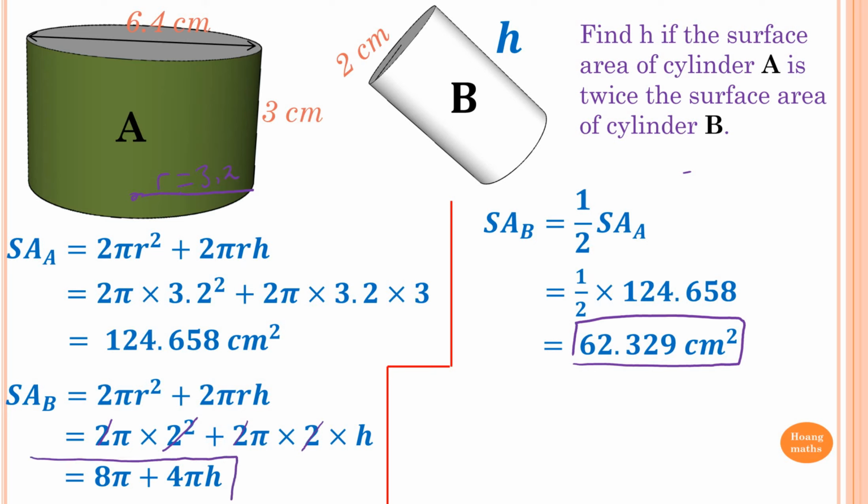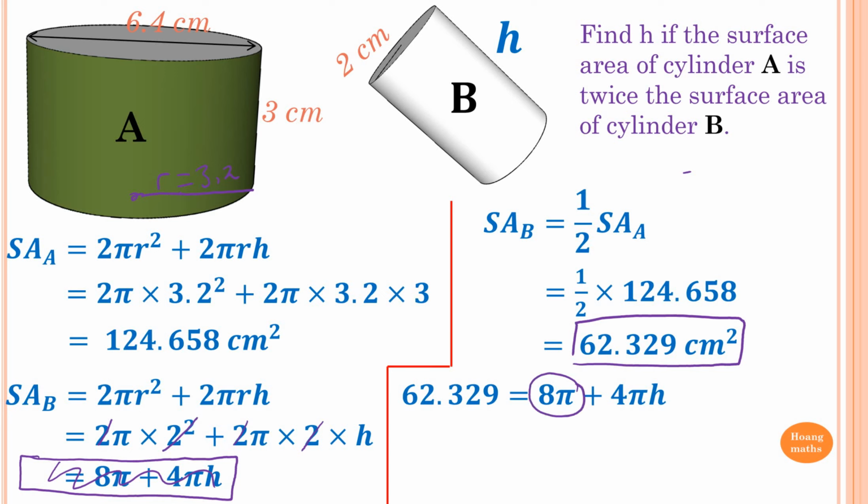So all I need to do, I focus on these equations. So which is 62.329 is equal to this equation here. So all I need to do, I just substitute in. Then I just solve for the equation. So to do this, I move the 8 pi to this side. This means that 62.329 minus 8 pi, which gives me 4 pi H.